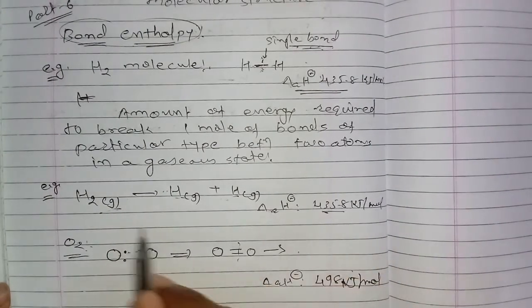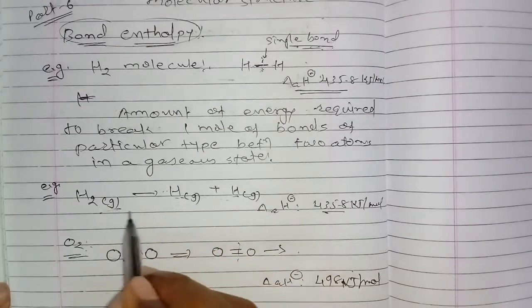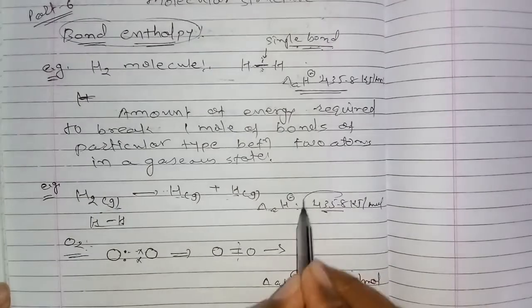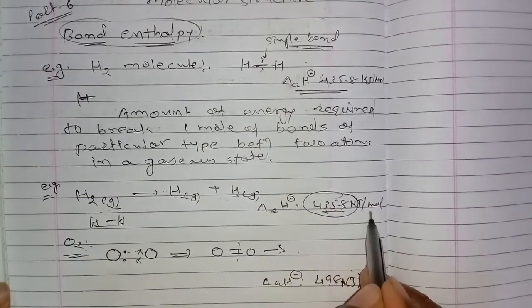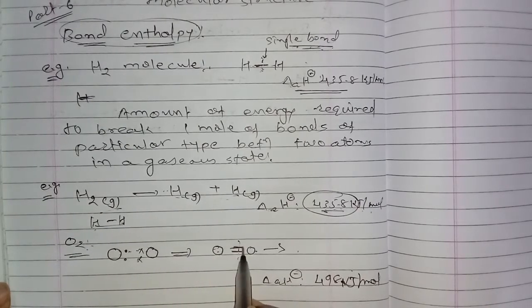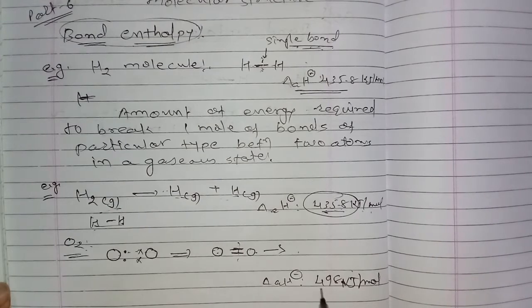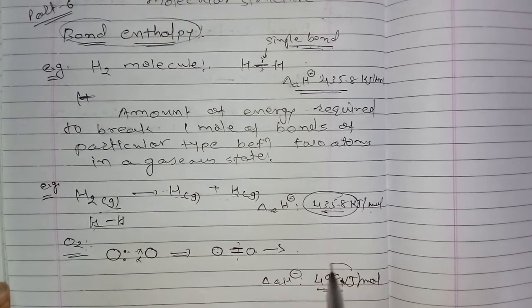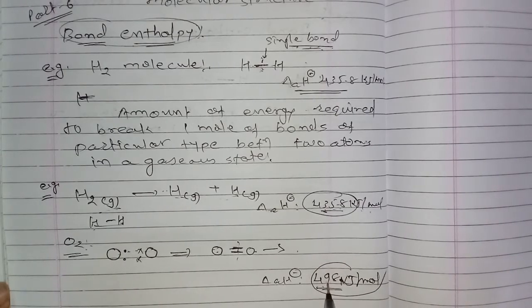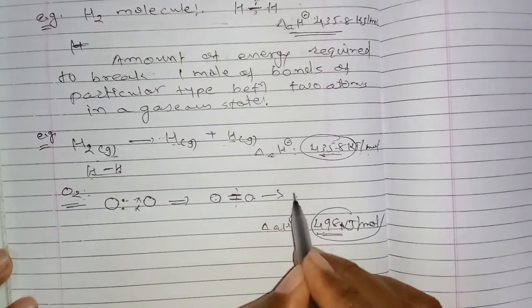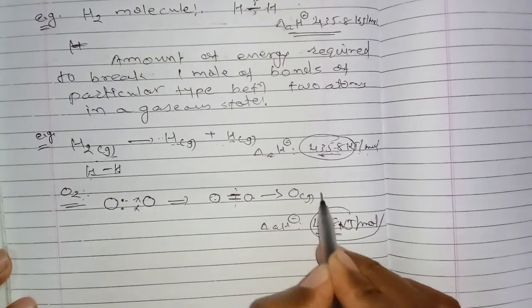Here, in the single bond between two hydrogen atoms, we require 435.8 kilojoule per mole. Between two oxygen atoms there is a double bond, and its value is 498. It is a little bit higher.